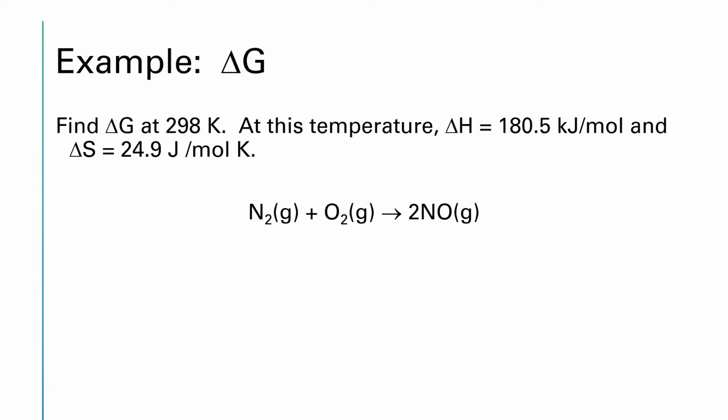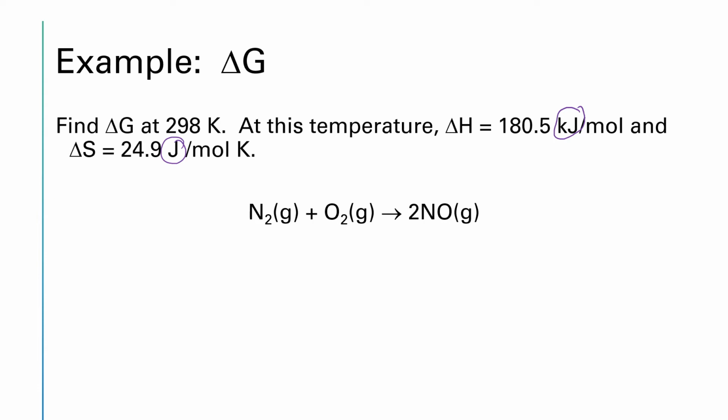Okay, so let's put that to the test here. Let's find delta G at 298 Kelvin. At this temperature, delta H is 180.5 kilojoules per mole, and delta S is 24.9 joules per mole Kelvin. So we do have this unit conflict between kilojoules and joules. This time, let's convert the joules to kilojoules, because that's typically how delta G's are reported. So let's start off in the unit that our answer will most likely be reported in.